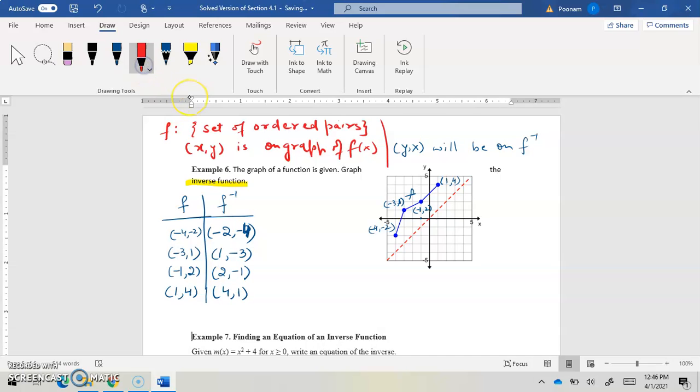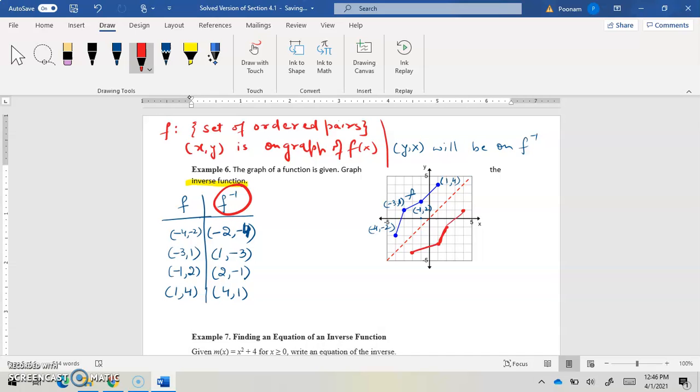So let's mark those points on the graph. We have to now plot these points of f inverse. x is -2, y is -4. One point (1, -3), (2, -1), (4, 1). So now we can just join them like this.